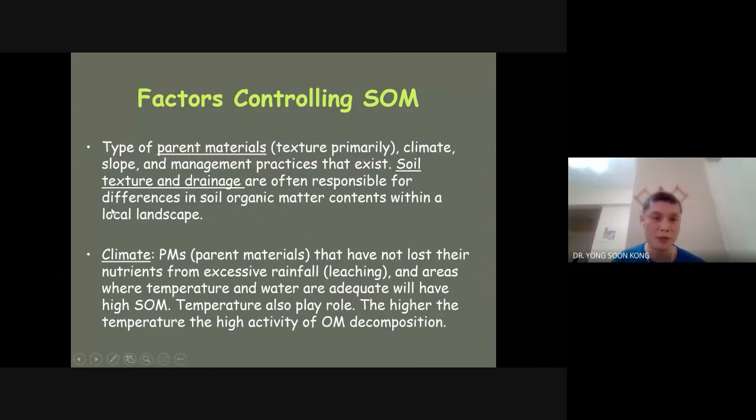Factor number one, the parent material. Usually we are talking about what kind of minerals we are dealing with. Examples are sand, silt, and clay. These are mainly connected to the texture itself. When you talk about texture, it is directly affected by the ratio of sand, silt, and clay. Now, among these three, which one do you think can store the most carbon and why?